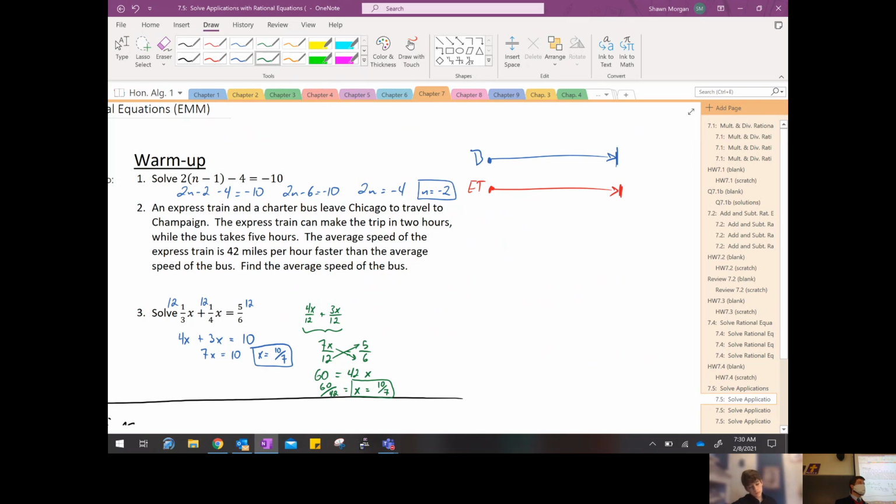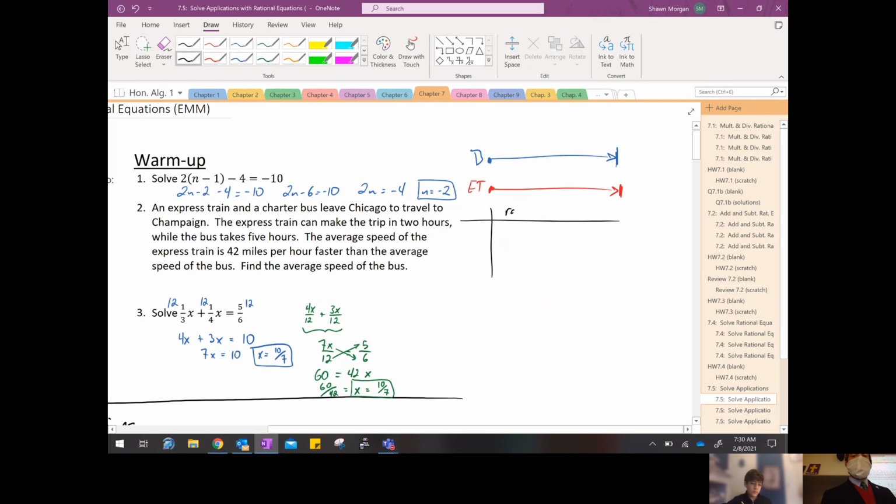So the distance of the bus is going to be the rate of the bus times the time of the bus, and the distance of the train, similarly, is going to be the rate of the train, or the speed, times the time of the train. So all we need to do is equate those two distances. Now, I've taught you also you could come up with a chart. Some of you guys like the chart approach.